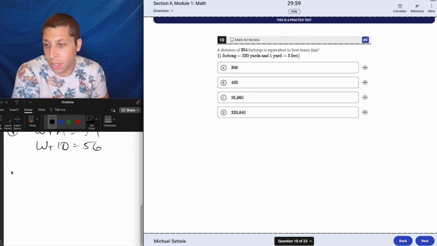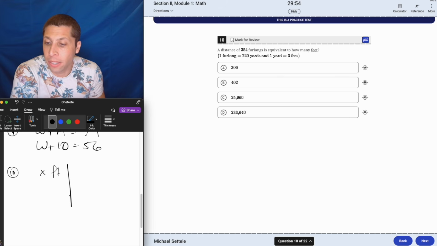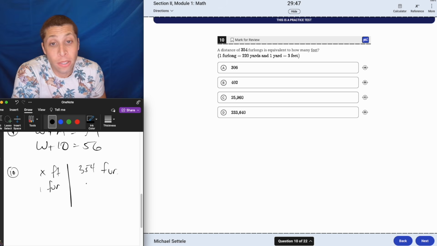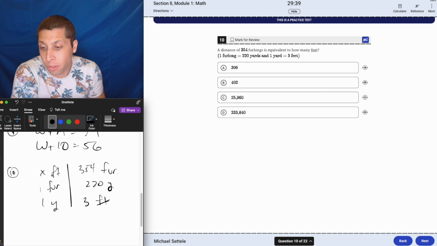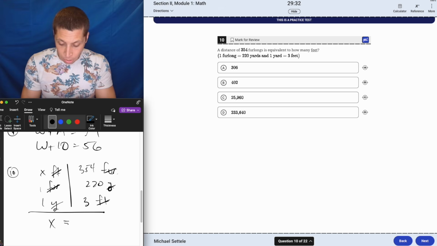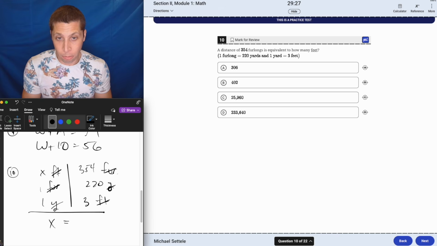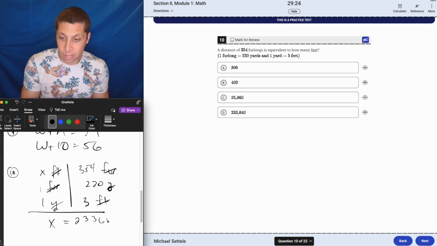Okay, I do these this way. Let's make a little chart. How many feet is 354 furlongs? 1 furlong is 220 yards, and 1 yard is 3 feet. So feet goes, furlongs, yards, 1 on each side. Now we know we're done. Multiply down. X is equal to 354 times 220 times 3 is, oh my God, 233640.